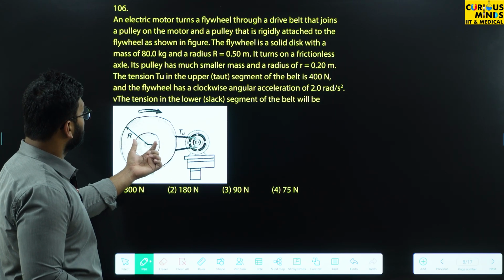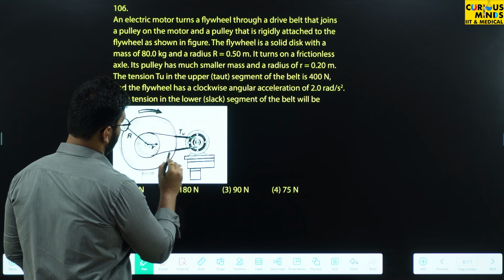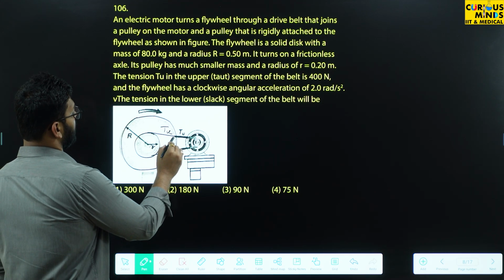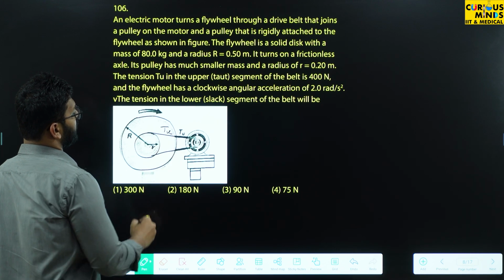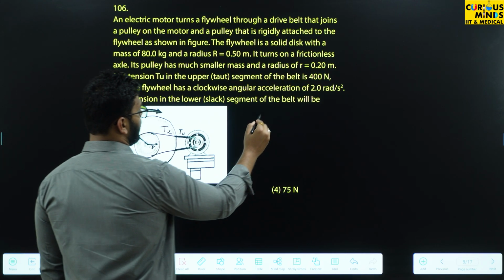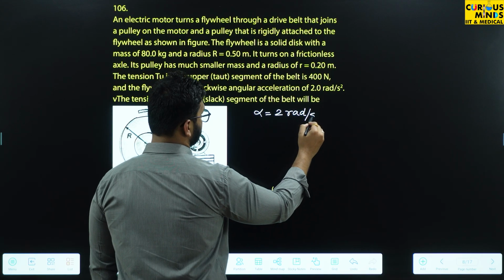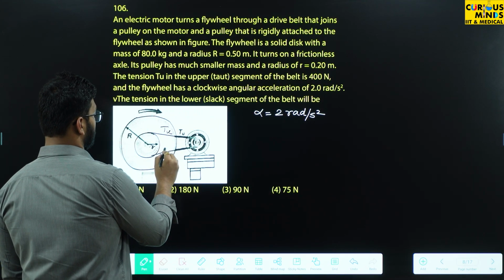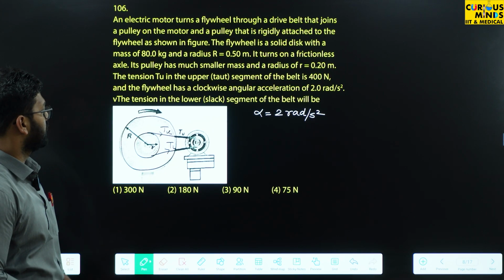The tension TU in the upper segment of the belt is 400 Newton, and the flywheel has a clockwise angular acceleration of 2 radian per second square. So angular acceleration alpha is 2 radian per second square. We need the tension in the lower string. So this is the tension in the lower string, this is the tension in the upper string.